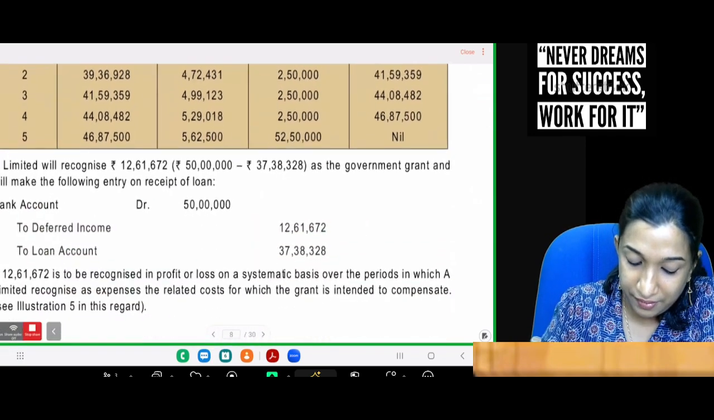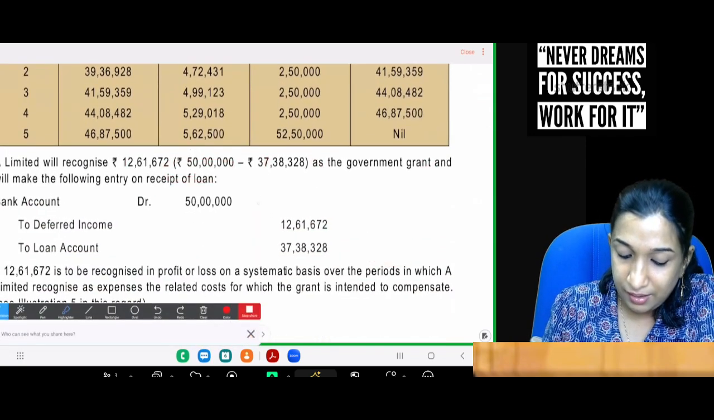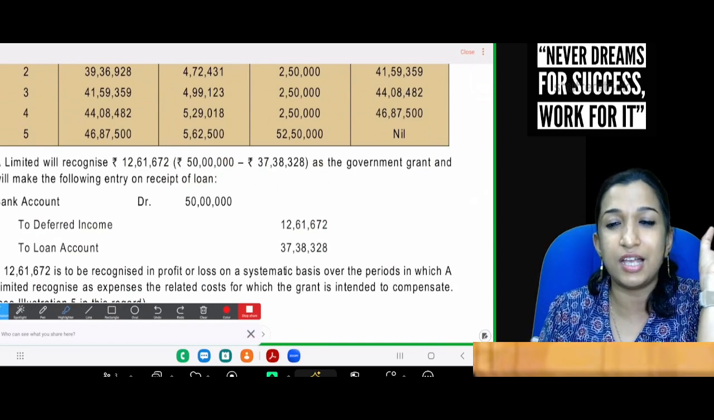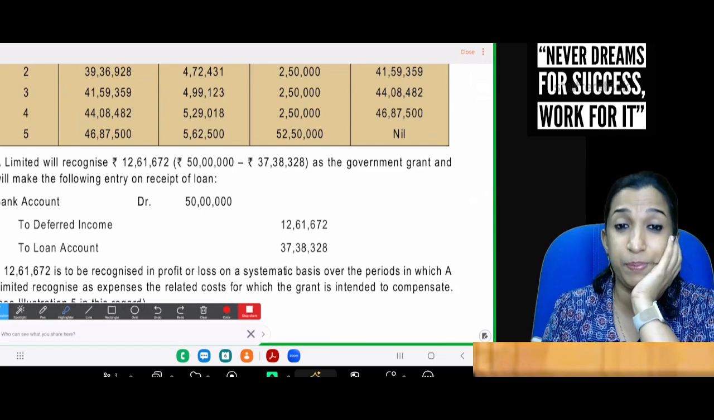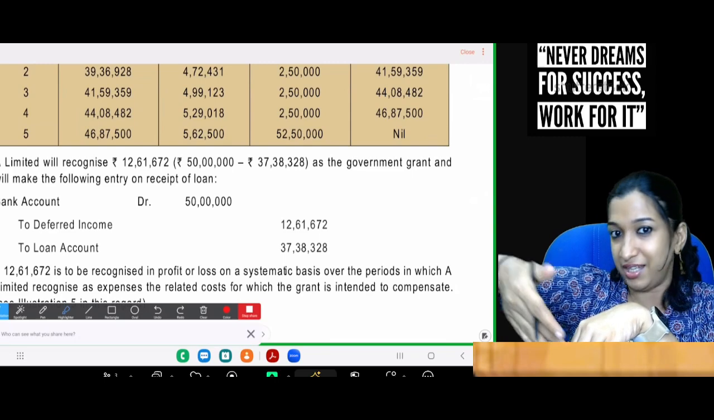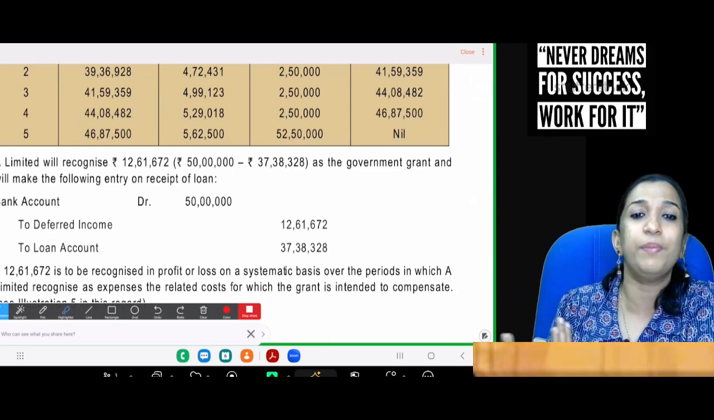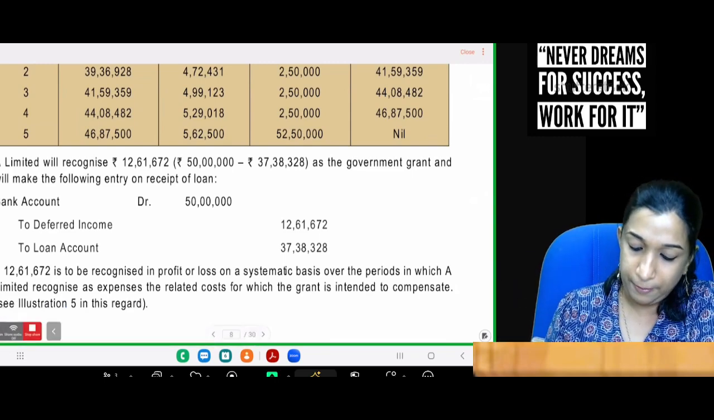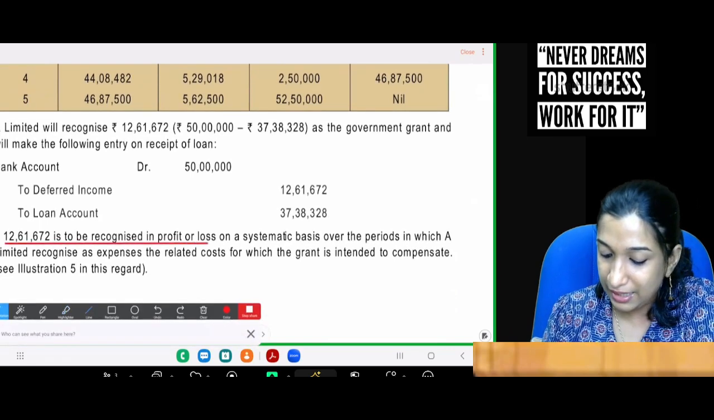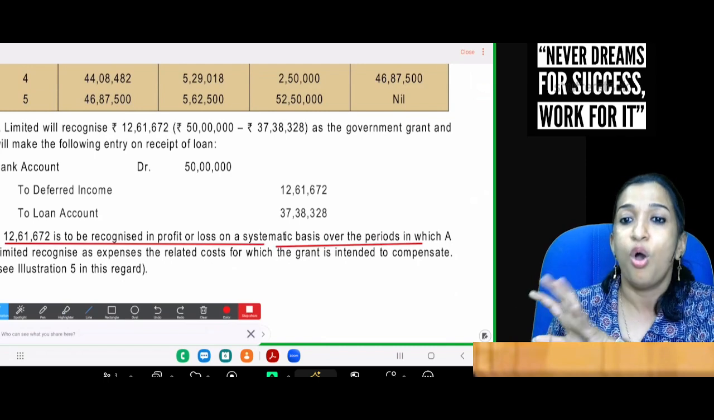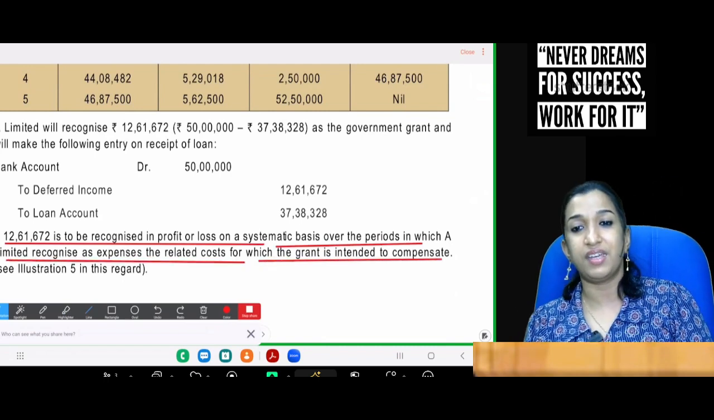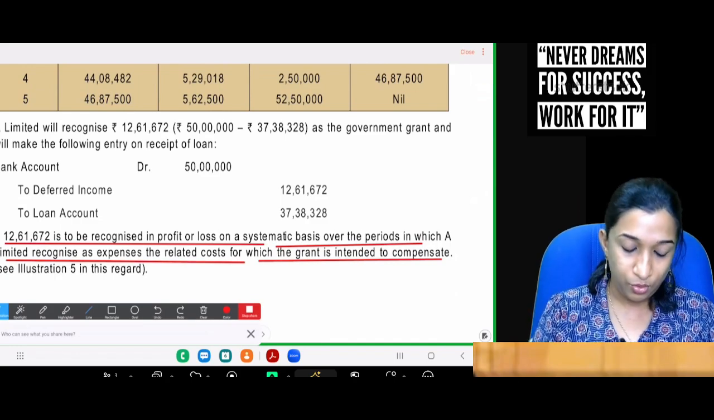And A Limited will recognize this grant. If there are no conditions attached to it, it will be recognized immediately in P&L. If there are conditions attached to it, then whether it is asset related or income related, accordingly it will be accounted. Okay. So here what is given? 12,61,672 will be recognized in P&L on a systematic basis over the period in which A Limited recognizes as expense the cost of satisfying the condition. Okay.